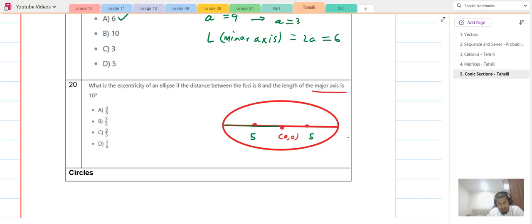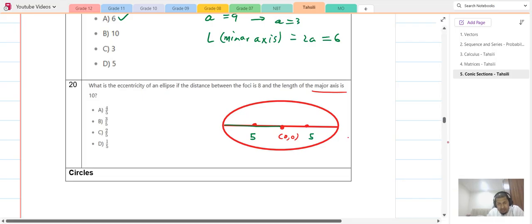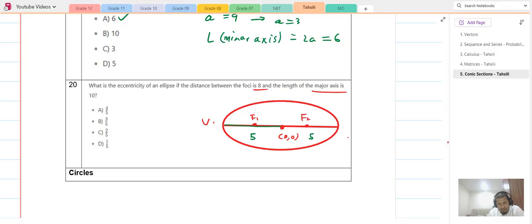The distance between the foci is 8, so 8 divided by 2, because you have focus 1 and focus 2. The major axis is between the vertices, vertex 1, vertex 2, so it has to be 4 and 4, because 4 plus 4 is 8, right? Now what is the eccentricity? We know c squared is equal to a squared minus b squared, right? Remember the value for c is from the center to the focus, so that is 4. A value is 5.